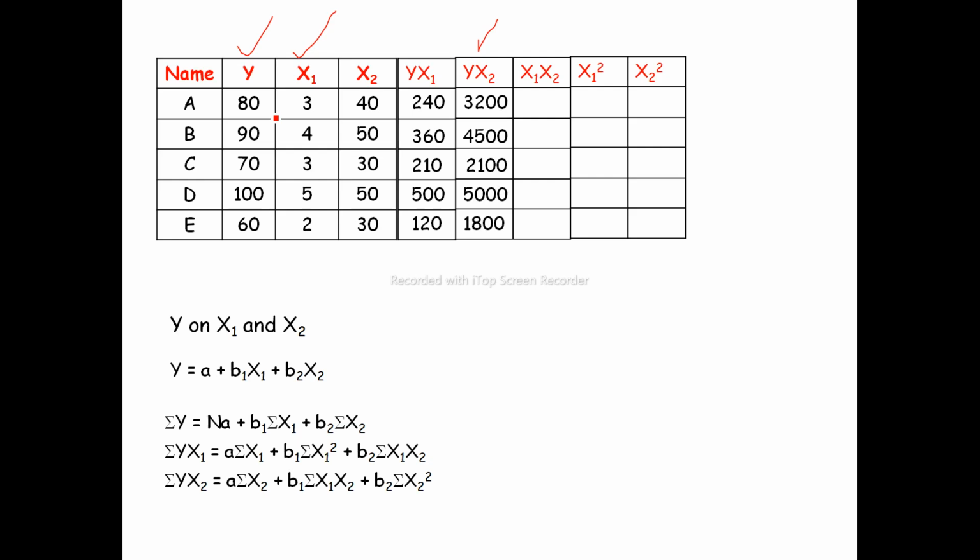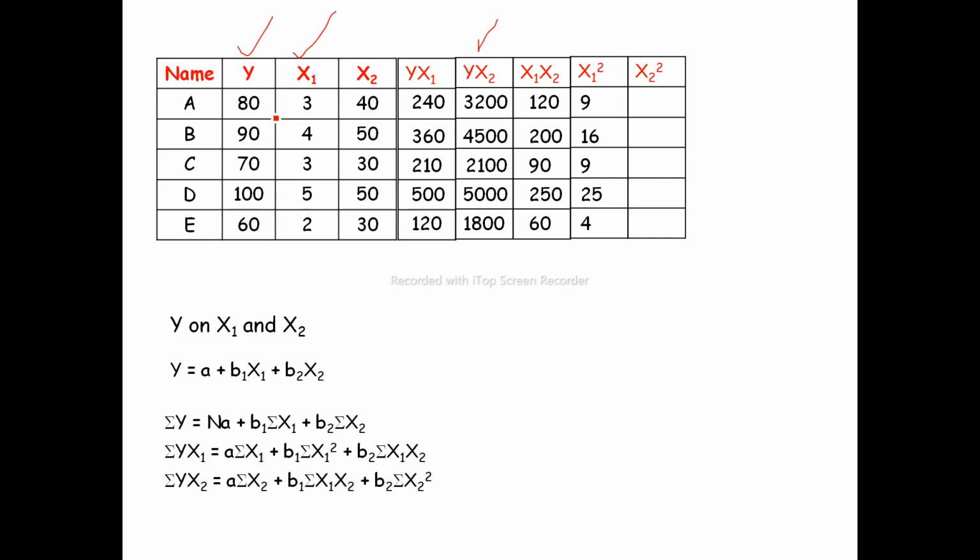1800. Fine. Next column is x1 into x2. You need to multiply x1 with x2. 3 into 40 is 120, 4 into 50 is 200, 3 into 30 is 90, 5 into 50 is 250, and 2 into 30 is 60. Next column is for x1 square. 3 square is 9, 4 square is 16, 3 square is 9, 5 square is 25, 2 square is 4.